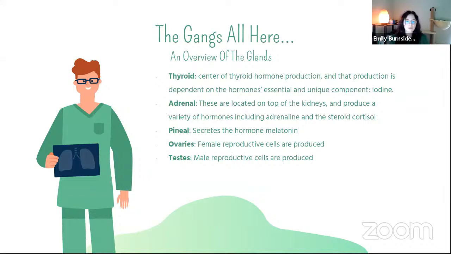So next we have our adrenal glands, which are located on top of each kidney, and they produce a bunch of hormones, including adrenaline and cortisol. So no one is really sure what the pineal gland's purpose actually is, but we do know that the pineal gland produces the very popular hormone melatonin, which helps you go to sleep. And then finally, we have our ovaries and testes. They produce female and male reproductive hormones, respectively. They also produce quite a few other hormones, but those are more often talked about in the reproductive system.